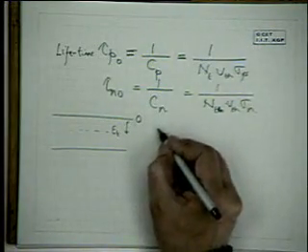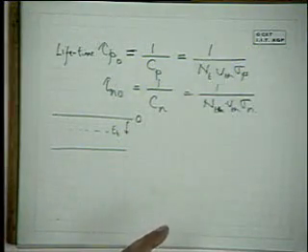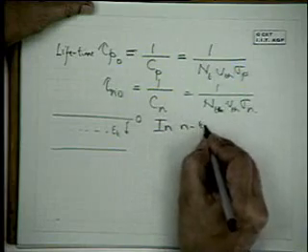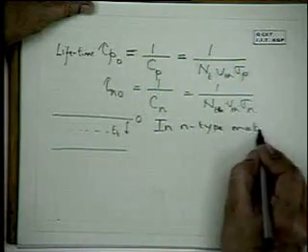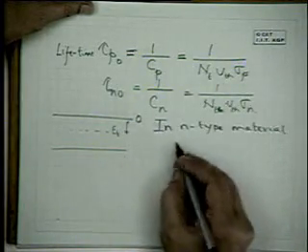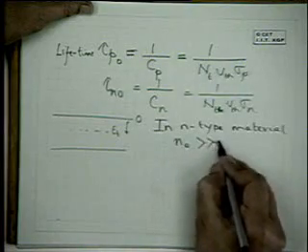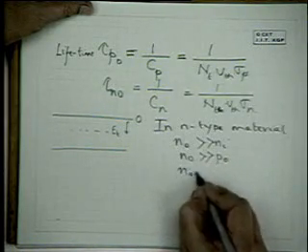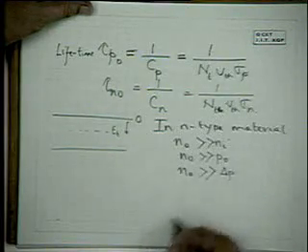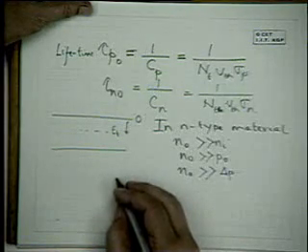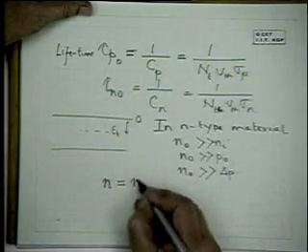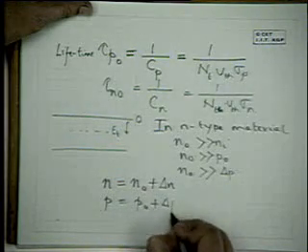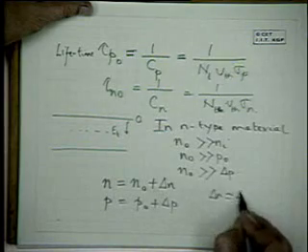Okay, now if we take some special cases, in N-type material, N0 is much greater than Ni. Okay, N0 is also much greater than P0, and N0 is also much greater than delta P. So in N-type material, we can write N under steady state generation. N is equal to N0 plus delta N, and P is equal to P0 plus delta P, with the proviso that delta N is equal to delta P.